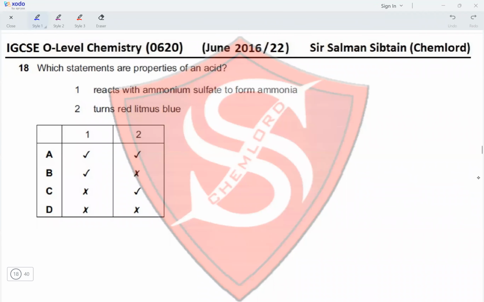Question 18. Which statements are properties of an acid? Reacts with ammonium sulfate to form ammonia. Ammonium sulfate itself is acidic. So an acid will not react with an acid. So 1 becomes incorrect. And 2, turns red litmus blue. 2 is a property of a base, not an acid. An acid would turn blue litmus red. So none of them are properties of an acid. So this makes option D the correct option for this question.